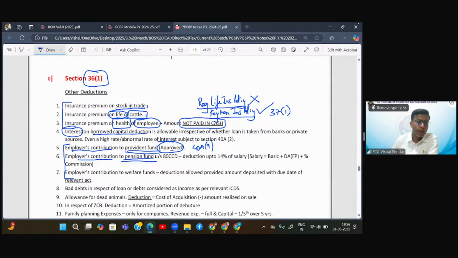Now, there is a new fund, 80CCD, where whatever you are contributing, which is called a pension fund, is also allowed. Here, there is a limit given. You can claim maximum deduction up to 14% of salary if you are a government employee. If you are a private sector employee, you can claim maximum deduction up to 10% of salary.